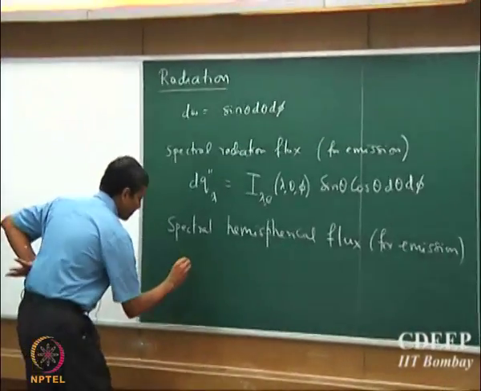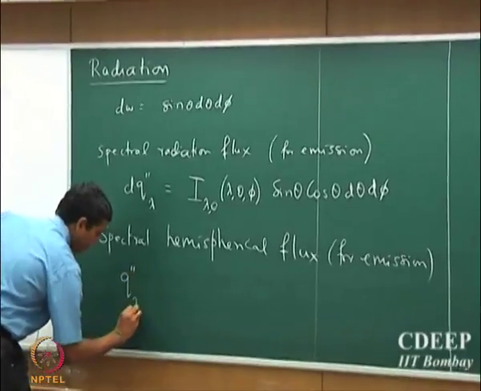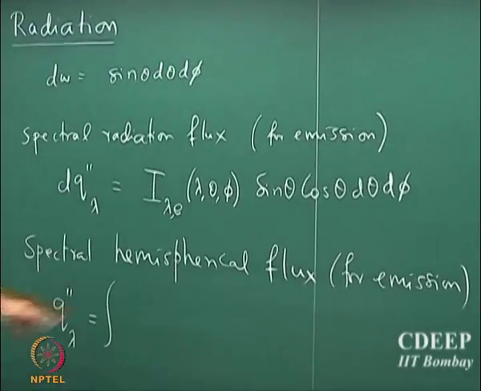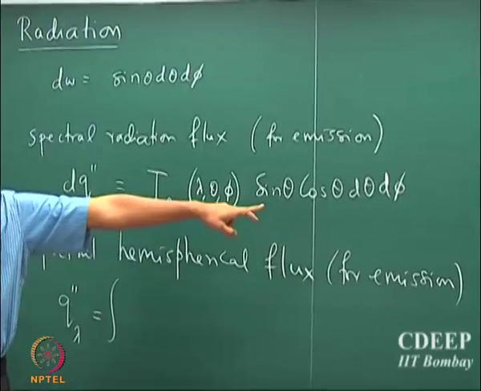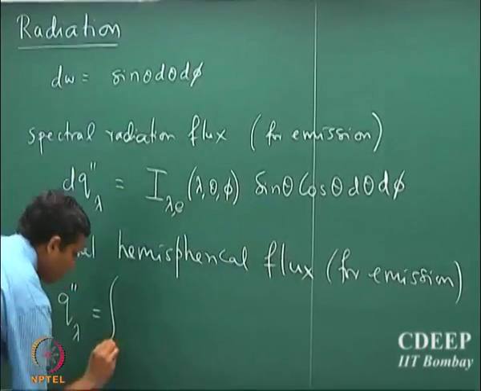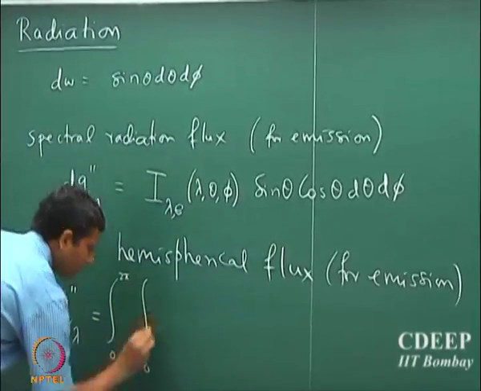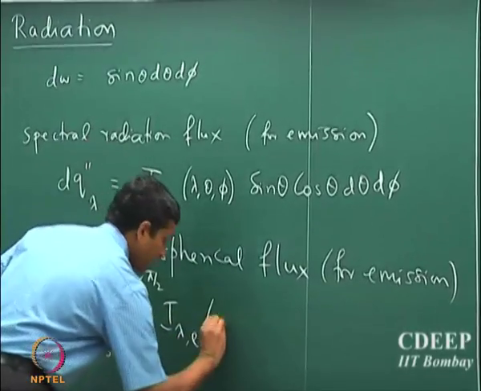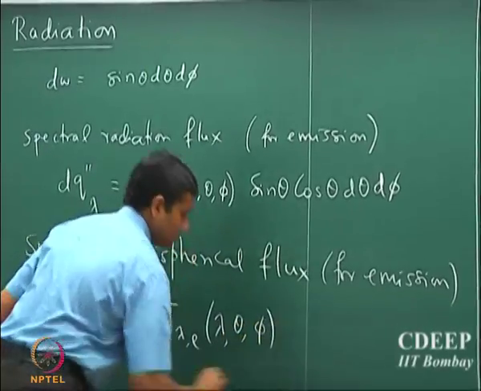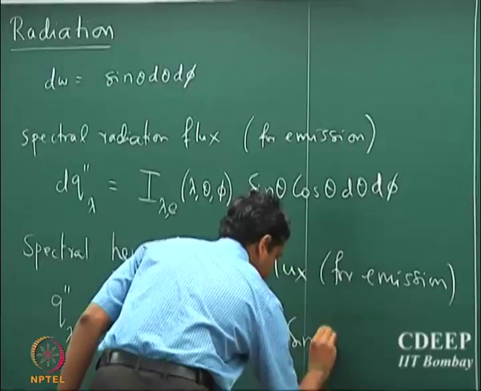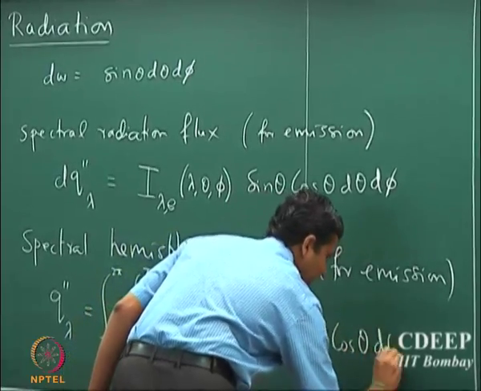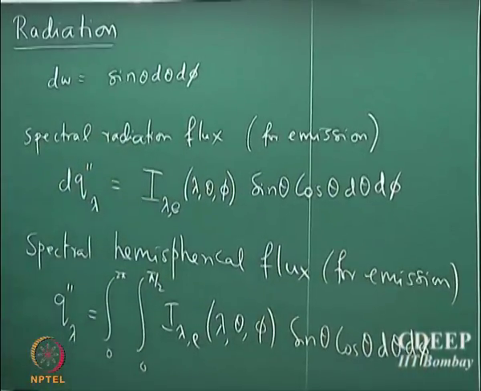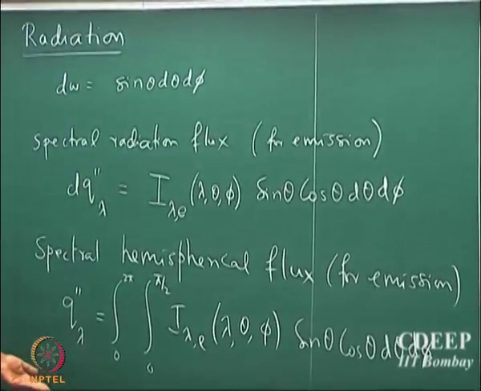So, that is nothing but, so if I say q lambda, that will be integral over 0 to 2 pi on phi direction and 0 to pi by 2 on theta direction. So, it will be 0 to 2 pi, 0 to pi by 2, I lambda e sin theta cos theta d theta d phi. Okay. So, that is the spectral hemispherical flux.